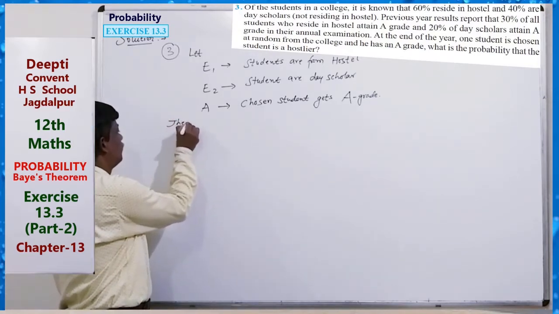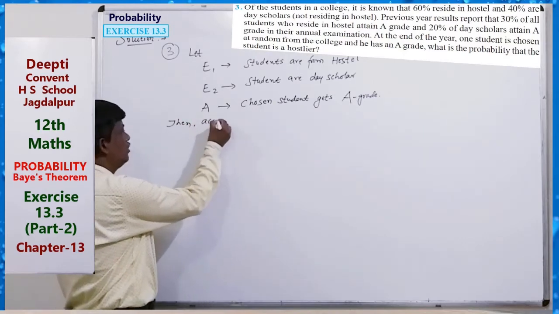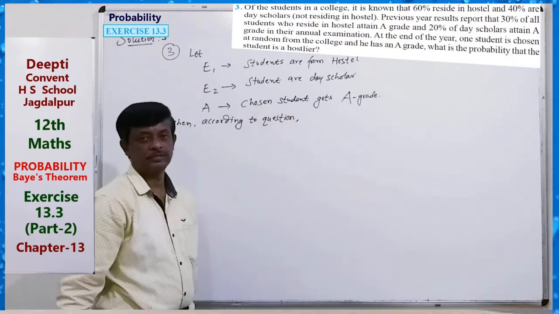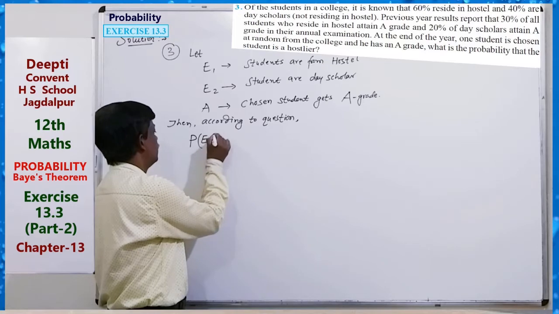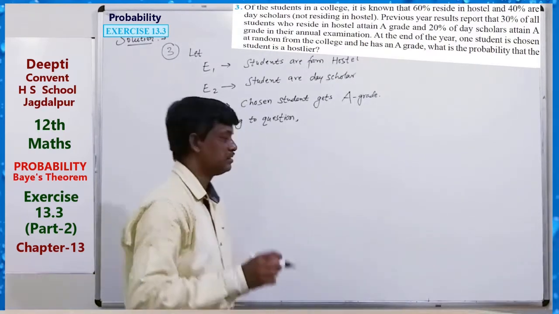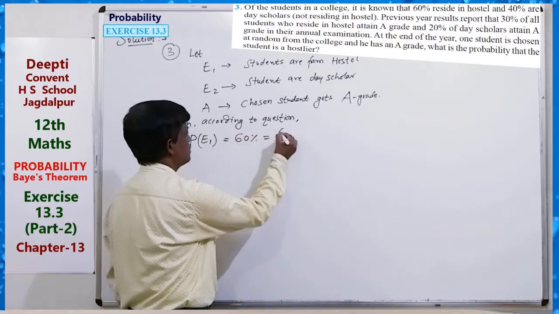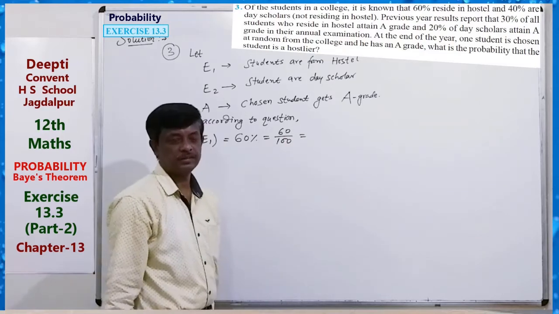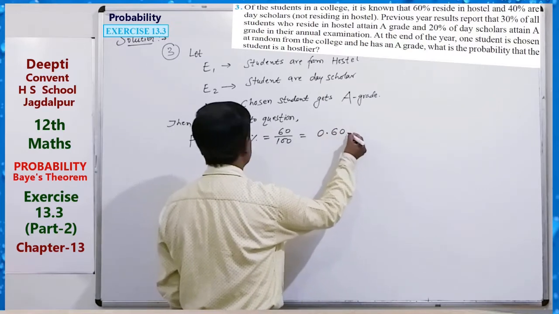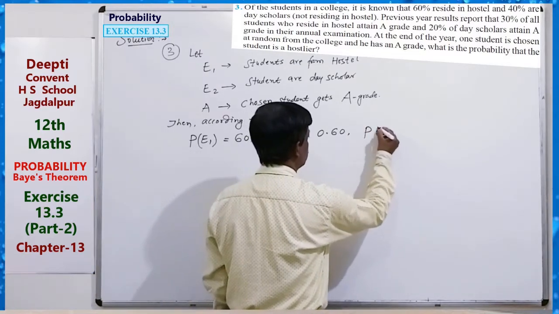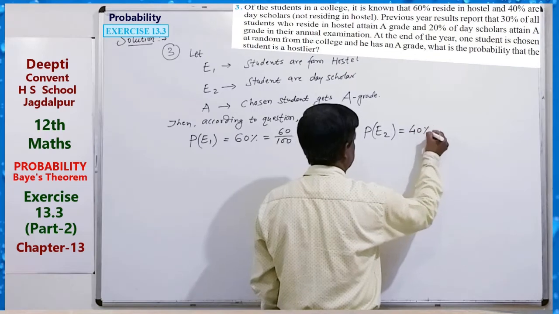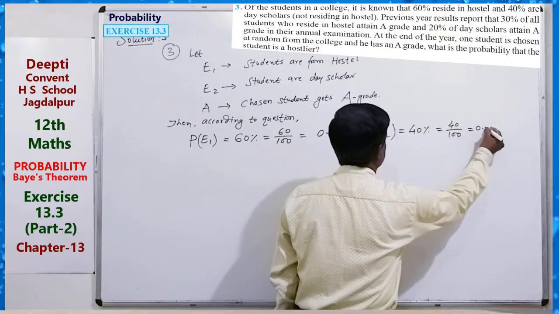Then according to the question, probability of E1, meaning students are from hostel, what percent? 60%. That is 60 by 100, which is 3 by 5. We can write it also as 0.60. Similarly, P(E2) at what percent? 40%. So 40 by 100 equals 0.40.